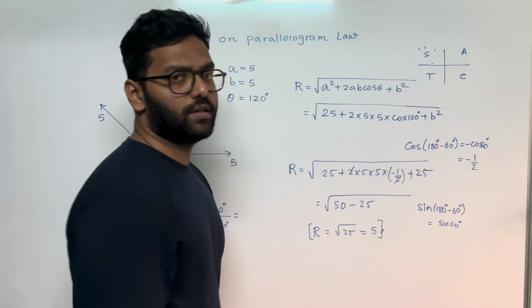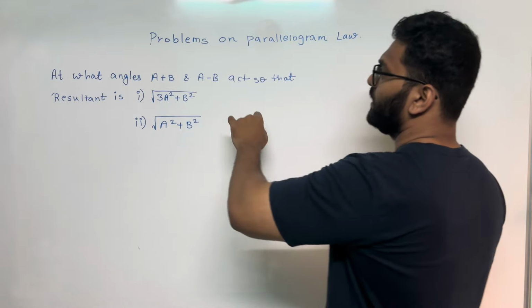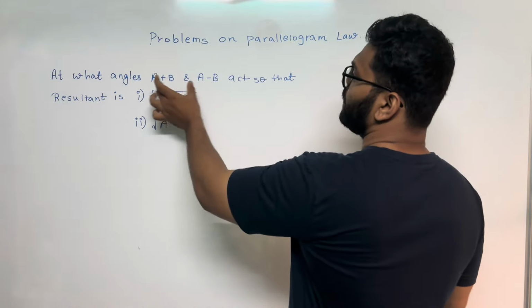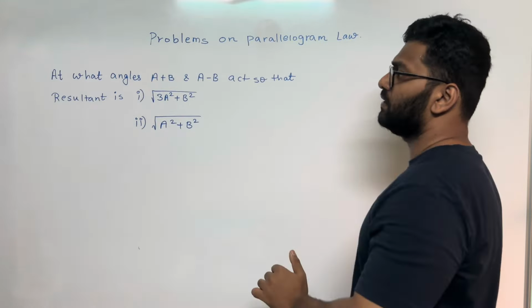Okay, so now let's move on to little bit difficult problems on parallelogram law of vector addition. Let's look at this next question. At what angles do a plus b and a minus b act so that the resultant force is this? These are the forces a plus b and a minus b, and we have to find out the angle between them so that the resultant is this vector.